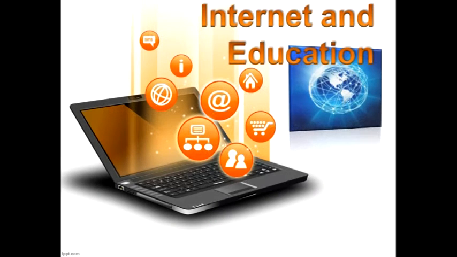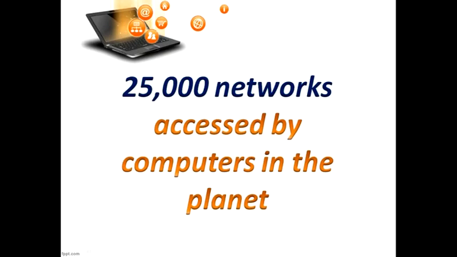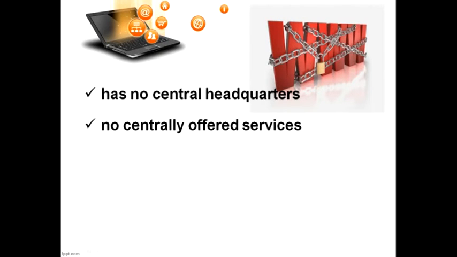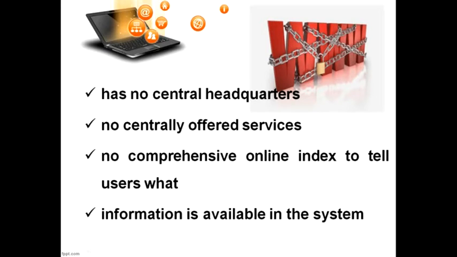We now proceed to Internet and education. The Internet, also called the Net, is the largest and far-flung network system of all systems. It is not really a network but a loosely organized collection of about 25,000 networks accessed by computers in the planet. No one owns the Internet because it has no central headquarters, no centrally offered services, and no comprehensive online index to tell users what information is available in the system.